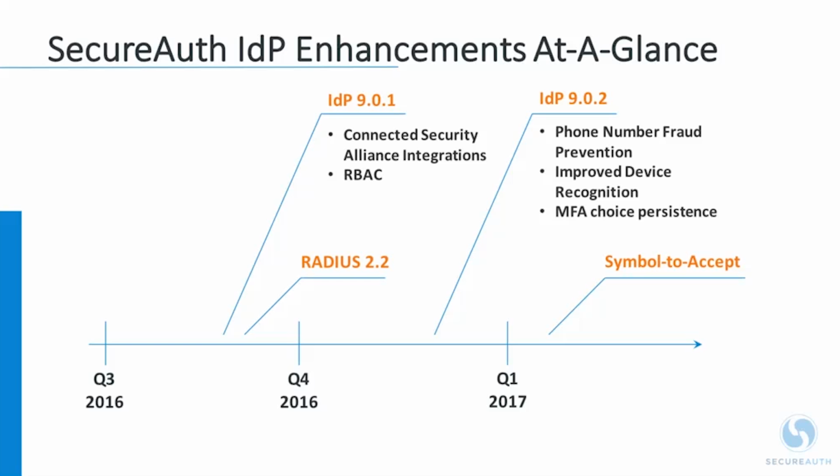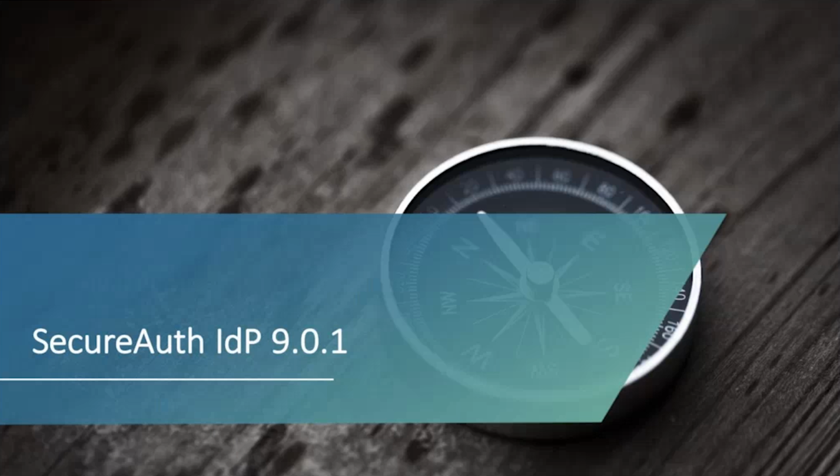I'm going to cover IdP 9.0.1, Jeff will talk about Radius and IdP 9.0.2, and I'll come back to introduce Symbol to Accept and briefly introduce a new cloud-based offering before we open the lines for questions. So let's begin with IdP 9.0.1.